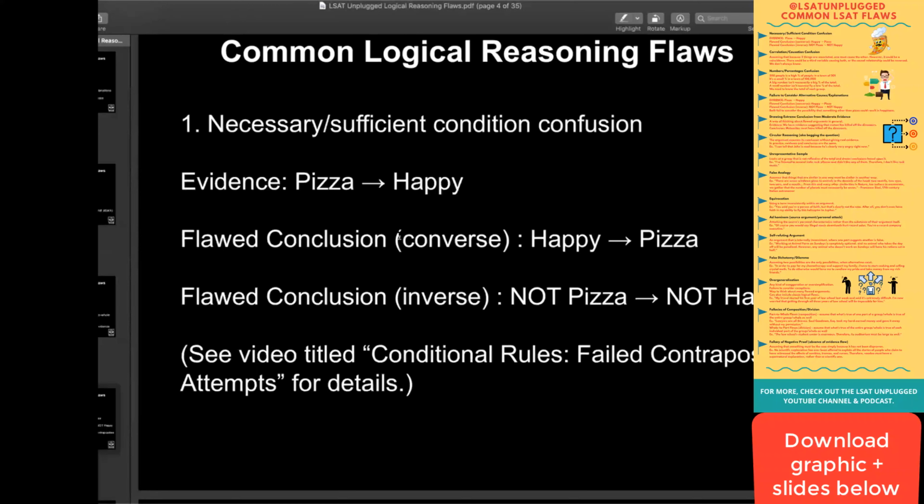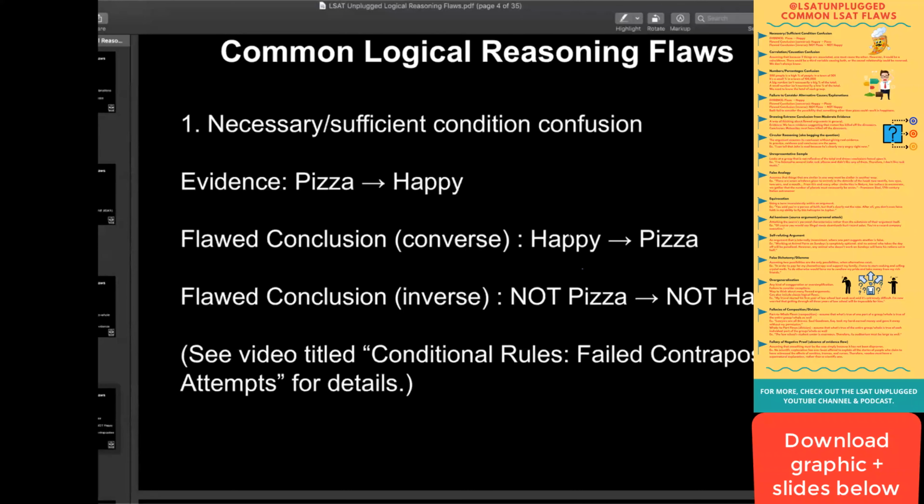Pizza obviously helps though. Inverse would be negating both variables around the arrow without reversing the order. So saying, if I don't eat pizza, then I won't be happy. That's also problematic given the original. We said in the original evidence, pizza is sufficient to make me happy. But again, pizza may not be required. Lacking pizza alone doesn't guarantee that I'm not happy, because other things could still make me happy even in the absence of pizza, like burritos or sushi could also make me happy. Pizza is not the only thing that would get the job done.